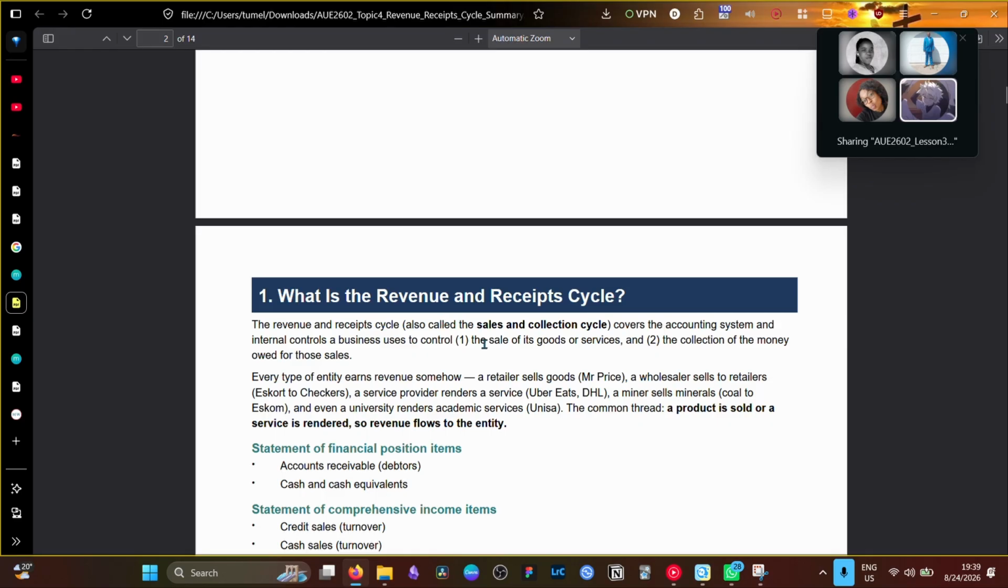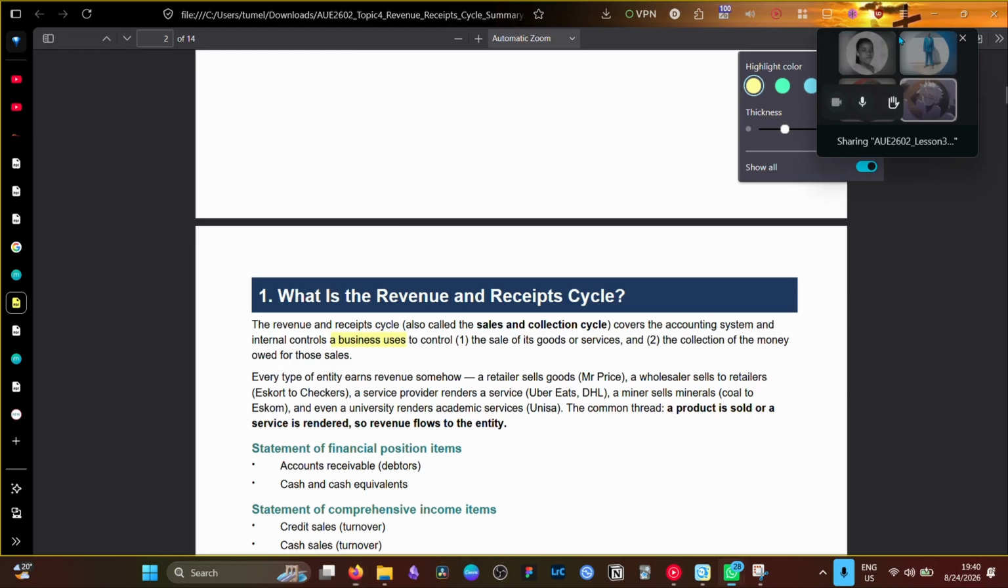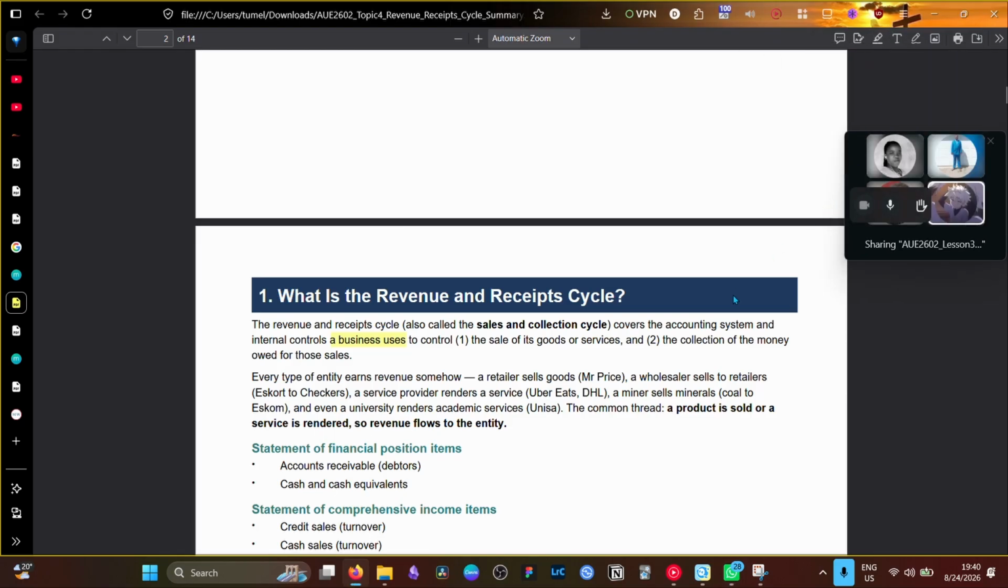So to read again, the revenue and receipt cycle, also called the sales and collection cycle, covers the accounting system and internal controls our business uses to control: one, the sale of its goods and services; two, the collection of money owed for those sales.